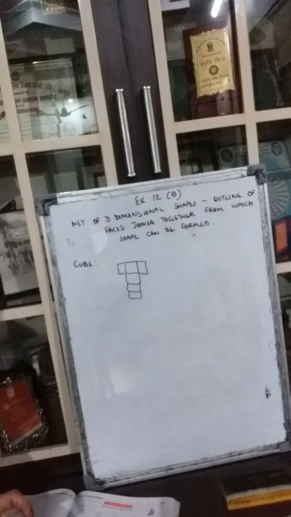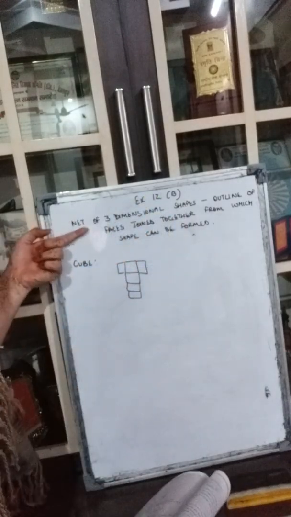Good morning, girls. We now come to exercise 12b, and in this exercise we will learn about the net of three-dimensional shapes. What do you mean by net? Net means simply the outline of the faces joined together from which a shape can be formed.